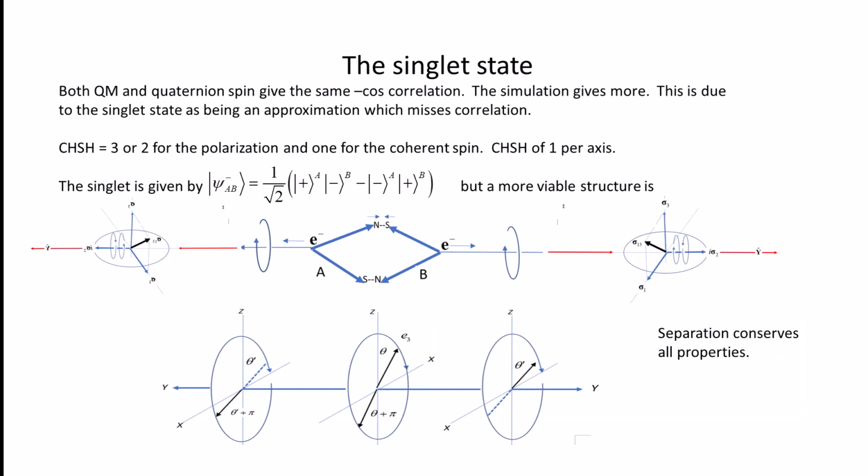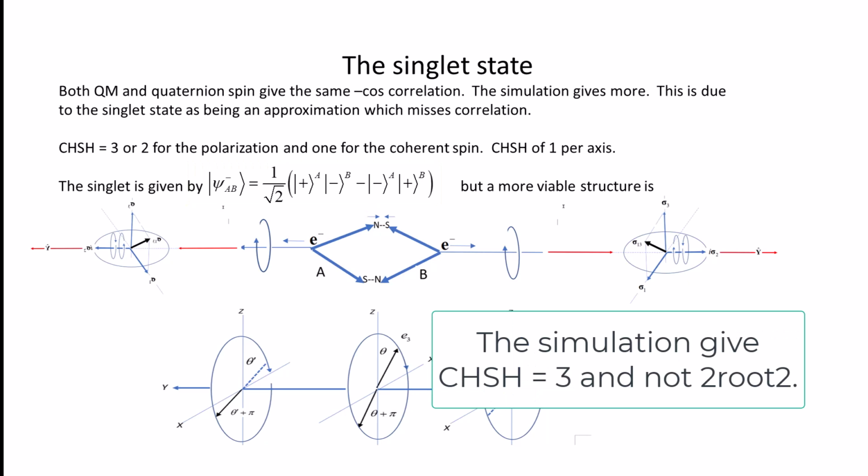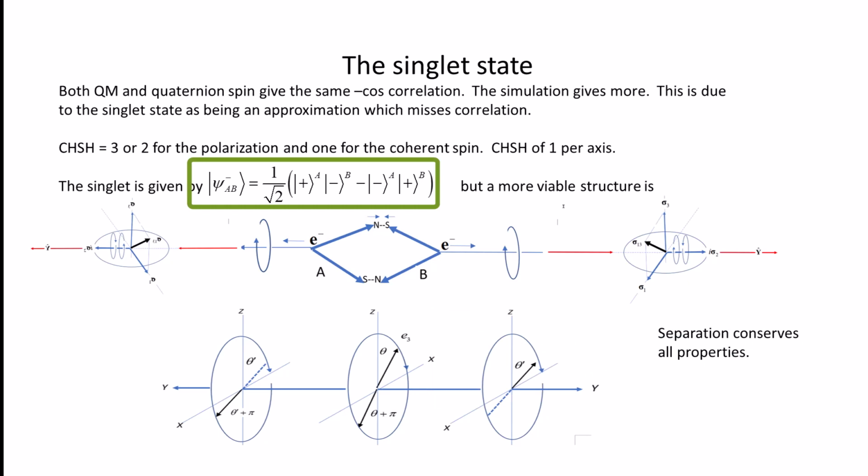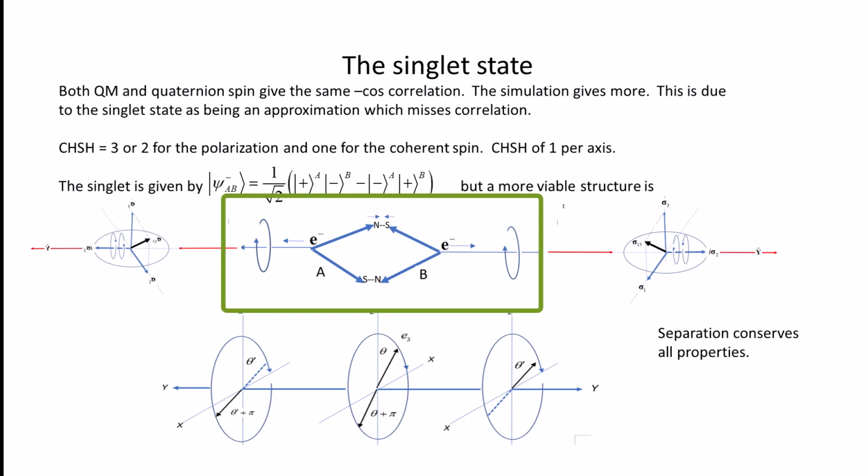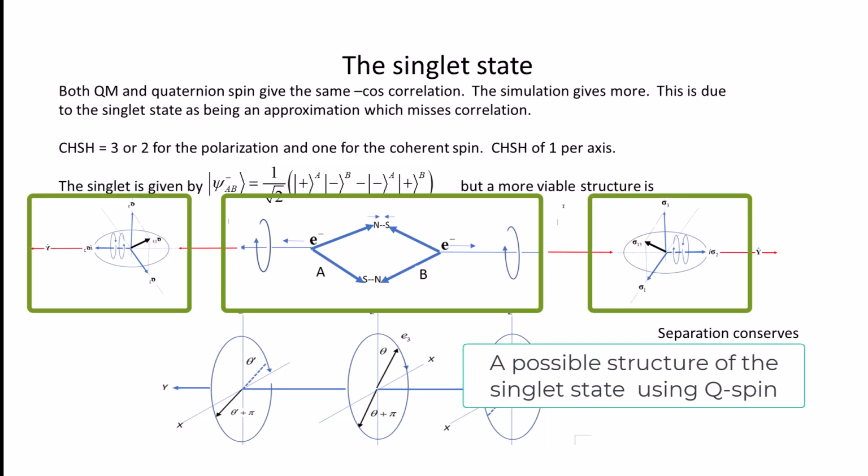Now I want to point out that the singlet state is an approximation, and there is more correlation available than from using the entangled singlet state. That is why the simulation gives 3 and not 2√2. First, the singlet is an up-down, anti-symmetrized, fermionic, polarized state with net zero angular momentum. This is the usual way it is written and what everybody uses. This is a possible view of the singlet and how it might evolve and separate.